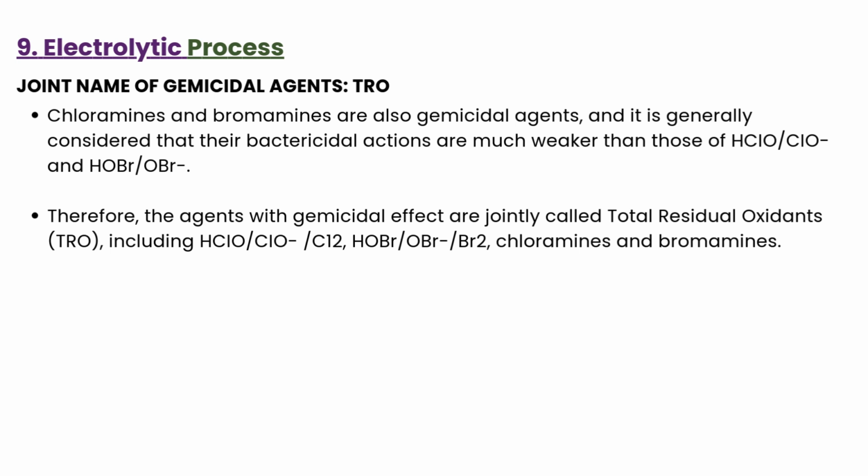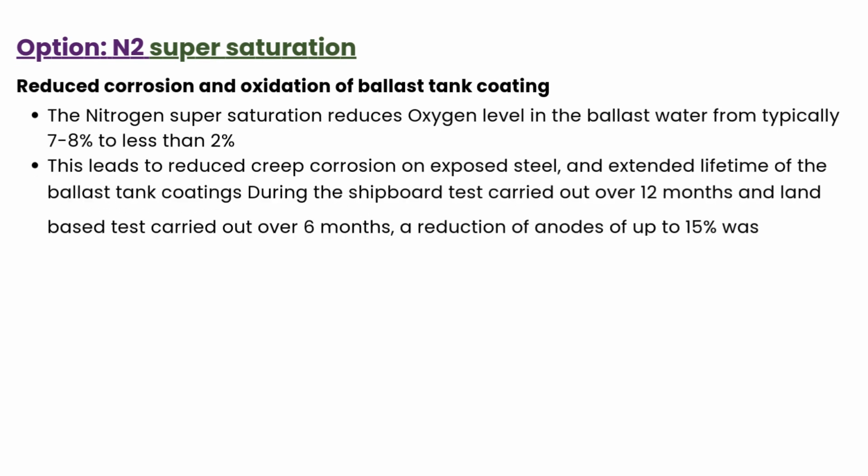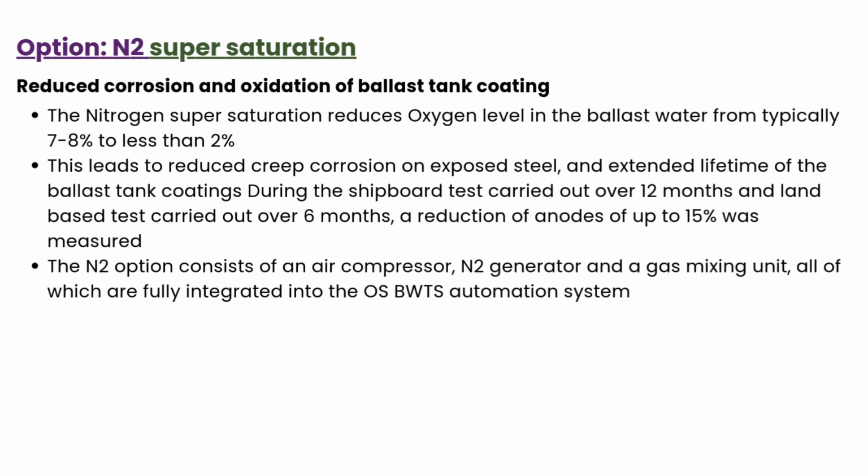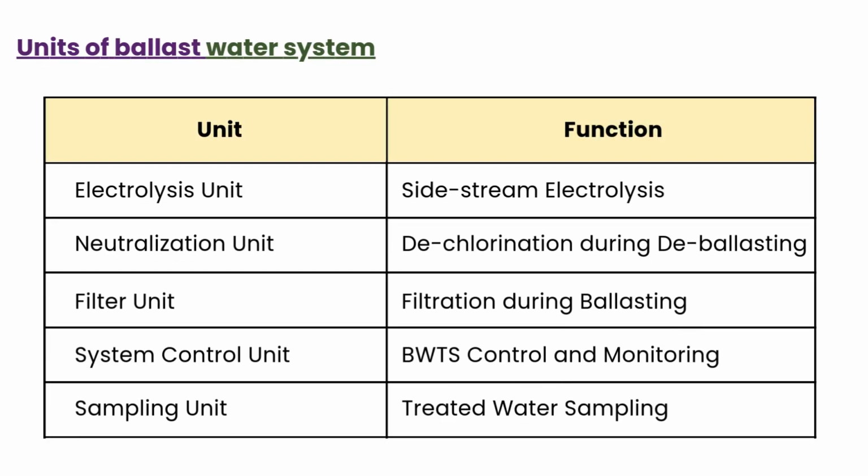Okay, nitrogen supersaturation. Sometimes nitrogen is added and this is put in the ballast tank. What does nitrogen do? The nitrogen will basically make sure that the corrosion is reduced. So at times a little bit of nitrogen is also added, which will help to make sure that the ballast tank remains good. And the next is the units of the ballast water system.